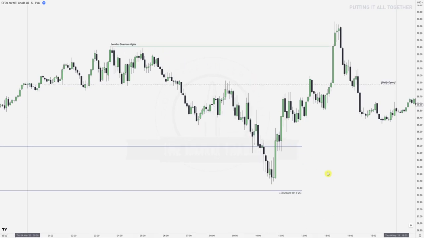So London session highs is our drawn liquidity for this chart. Draw out your New York midnight opening price as always, right? And we want to be a buyer below this opening price, and we want to be a seller above it.